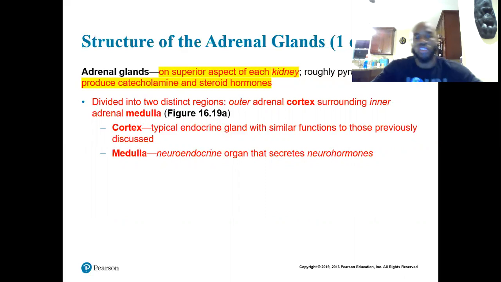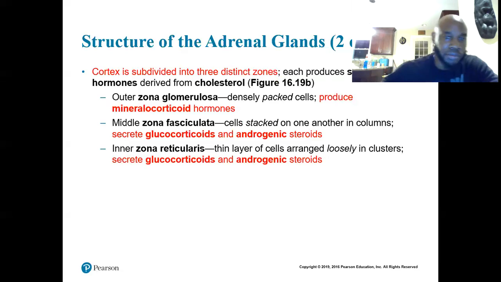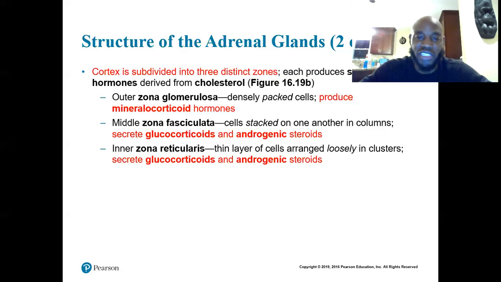middle. Your cortex area of your adrenal gland is your typical endocrine gland, so therefore it's producing hormones that are released into your bloodstream. And your medulla is more a neuroendocrine organ, which we're going to talk about, secretes neurohormones. The cortex of your adrenal gland is divided into 3 distinct regions or zones. Zona glomerulosa, zona fasciculata, and zona reticularis.